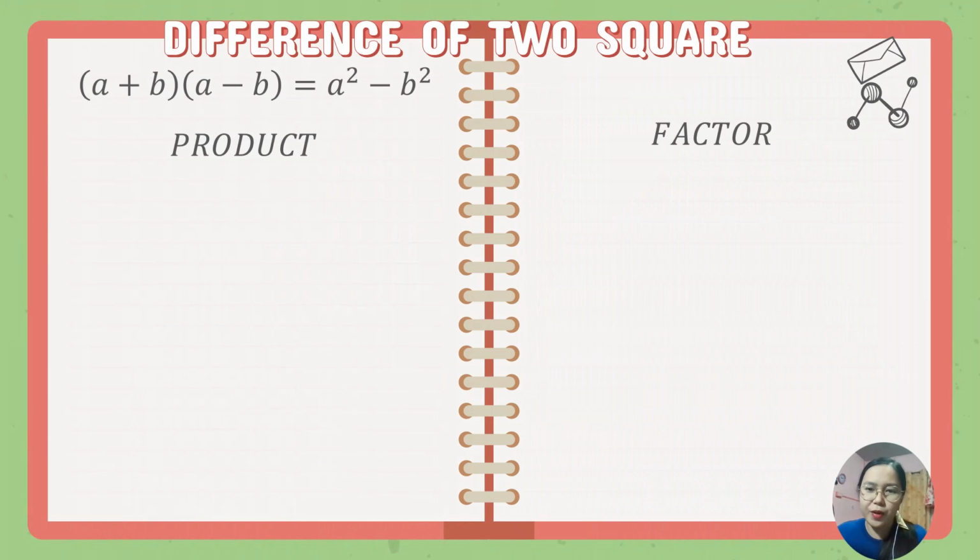Say another given for the factor. How about if the given is 3w squared minus 48? Do you think we can factor this? Of course, yes, we can factor this. But how? The question is how? Because 3 is not a perfect square. Let's try to divide it by 3. What do we have?